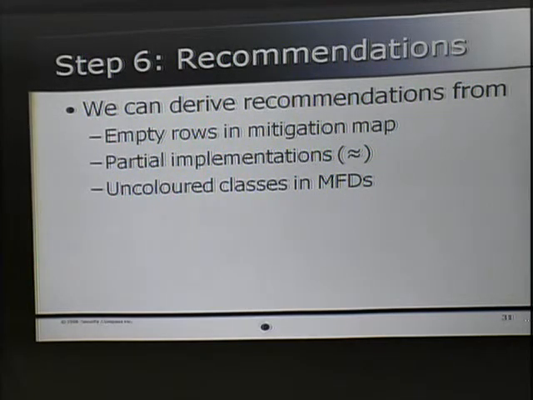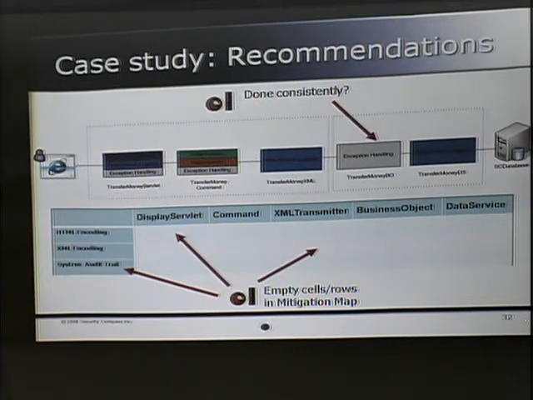Here are maybe some inconsistencies that we see. We can derive these recommendations from, for example, empty rows in a mitigation map. If system audit trail hasn't been filled in for anything, well, maybe based on what we see, there is no system audit trail being done, and we confirm this with the client, for example. We see that there are some cases of exception handling being done, but is this something that's being done consistently in the code? It's probably something that we'd want to do throughout the code base, for example. And we could also focus, again, on empty cells, empty rows in the mitigation map.